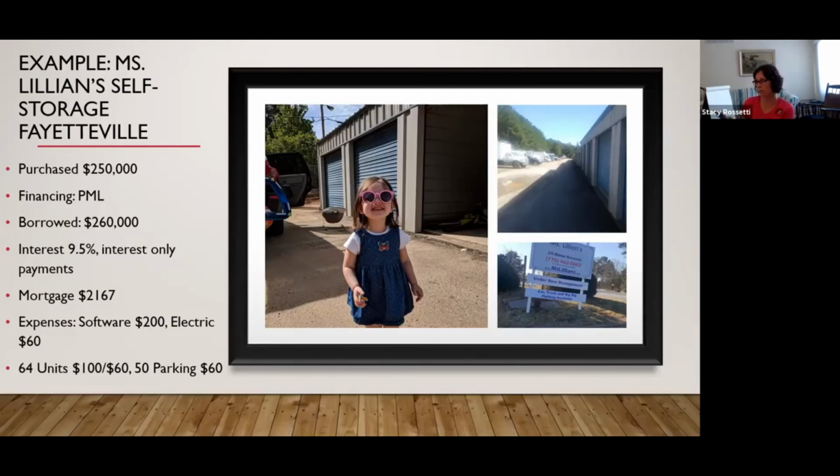Okay, so $7,800 times 12 is $93,600. So we can go into the cap rate calculator and just put in our income, which is about $93,000. Now our expenses are here. Okay, so you can see our mortgage is $2,160 a month, and our expenses come out to, you know, $260 a month or something, right? So let's say we have $2,500 a month in expenses, okay?